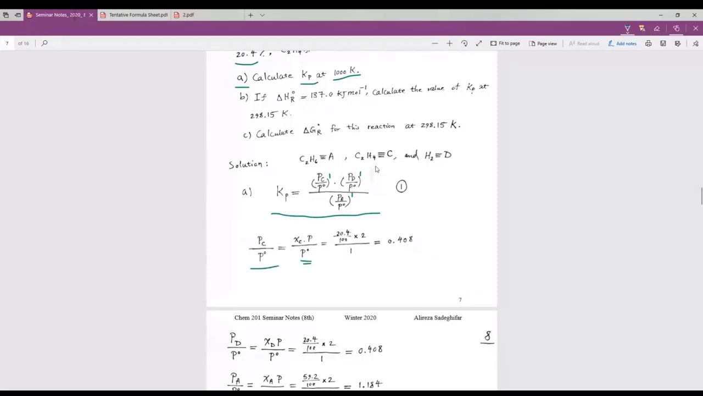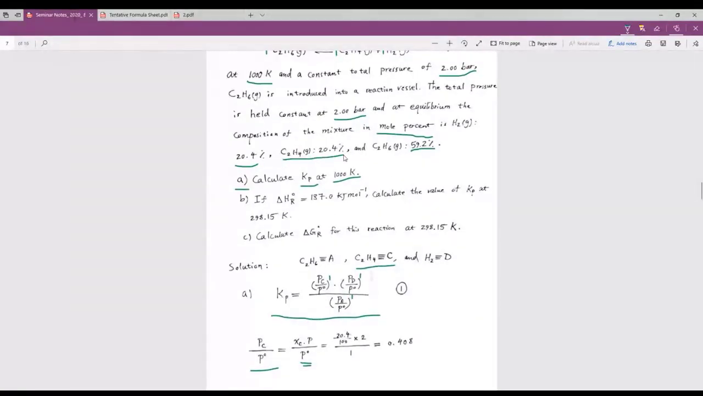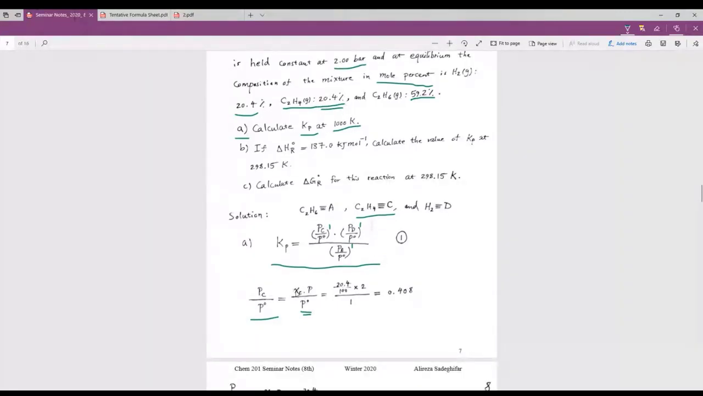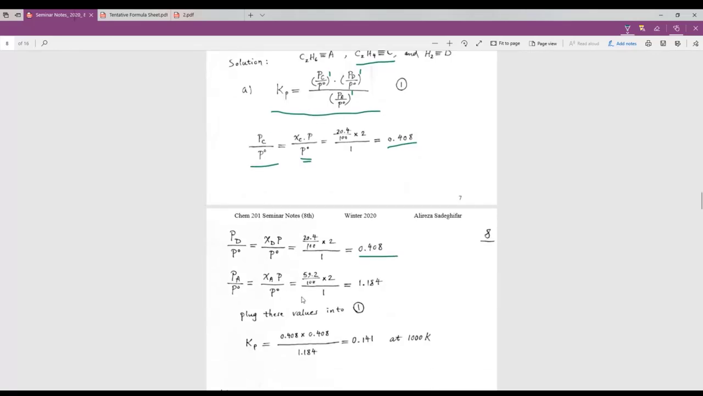So here, C is C2H4, and for C2H4 we have this amount for the mole fraction. X, or chi, as sometimes it is shown. If we calculate this ratio, it gives us this value here. What about PD? Exactly the same thing: chi D or XD multiplied by the total pressure, which gives us this amount. The exact same thing for PA over P naught, which gives us this amount.